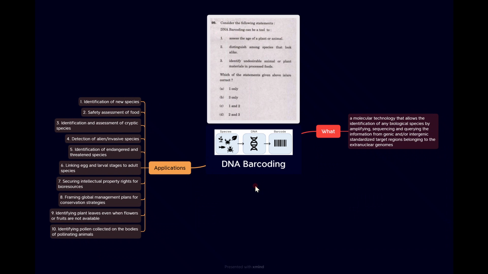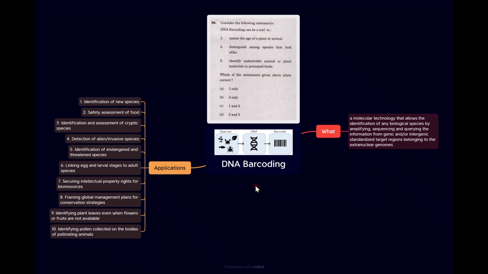We are back with one more topic, that is DNA barcoding. This we have taken from UPSC Prelims 2022 again. The thing is we are trying to solve the 2022 paper in a deeper manner. We go through the important concepts in the question paper and try to solve each and every question in a detailed manner.